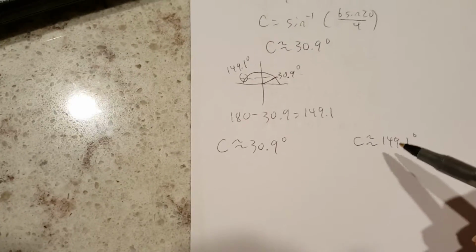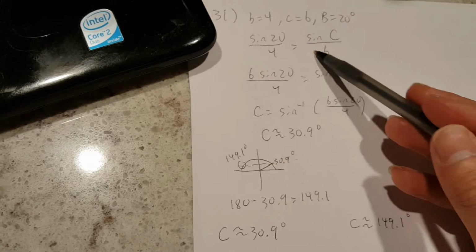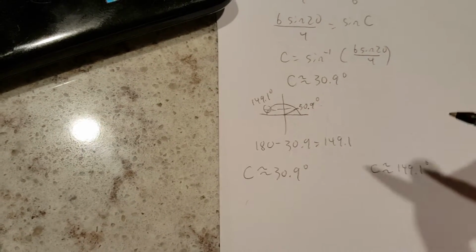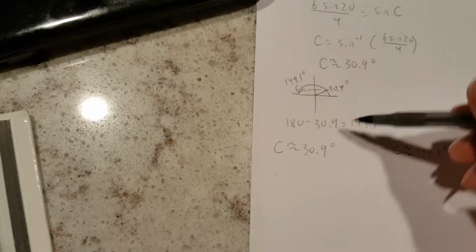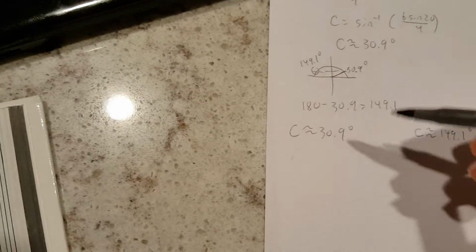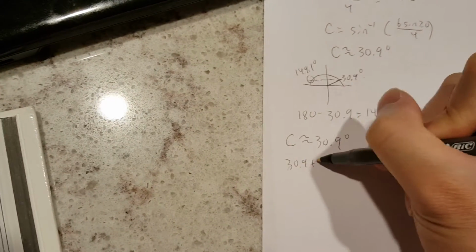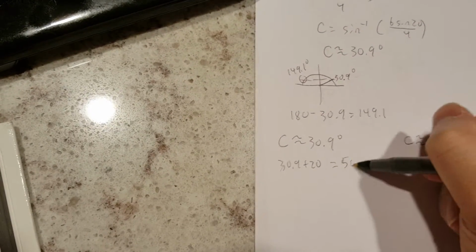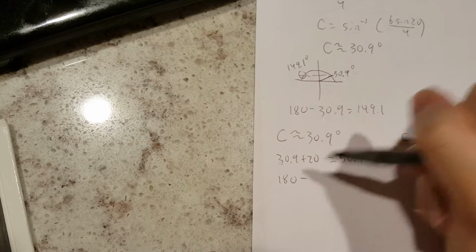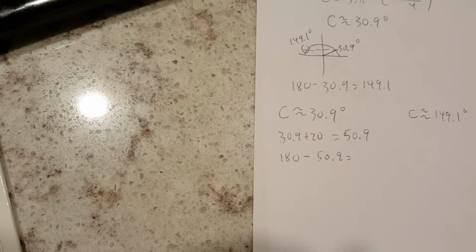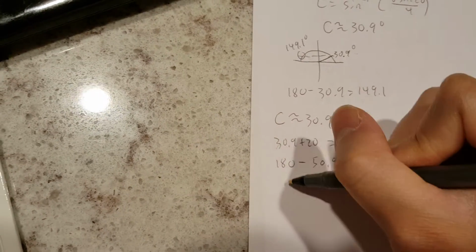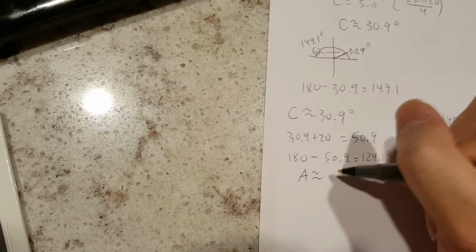Now, if that's the second angle, you could find the missing third angle. If capital B is 20, capital C is this, then we should be able to find capital A, because these add up to 180. So 30.9 plus 20 is 50.9, and 180 minus 50.9 is 129.1. So A is approximately 129.1.